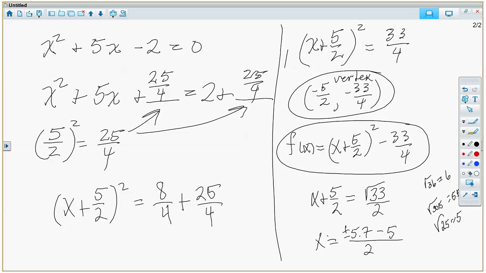So what's $5.70 minus $5? And what's half of 70 cents? About 35 cents. So that'd be point what? 35. All right, what's negative $5.70 minus $5? Negative $10.70. And half of $10.70 is negative $5.35.